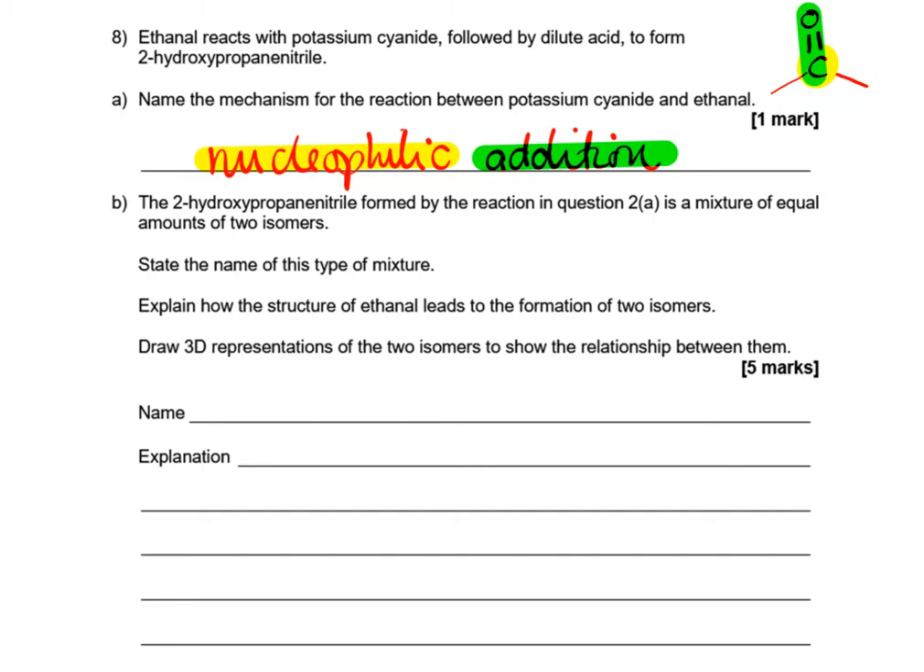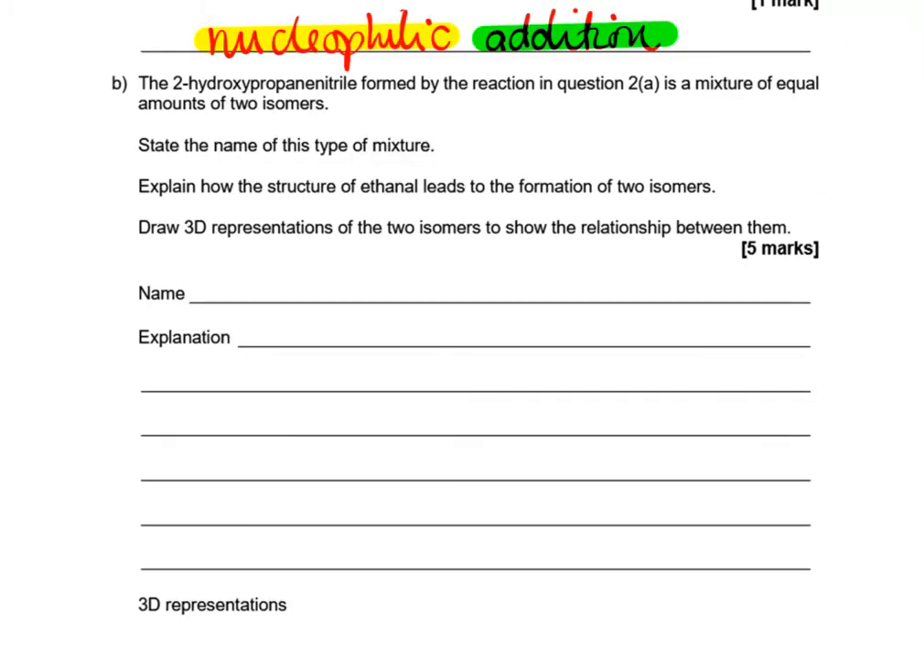Part B, fairly standard to start with. So the name of the type of mixture, so equal amount of the isomers. So this is a racemic mixture. And how is it that we get an equal amount? So this is the fact that the carbonyl group is planar, and attack from either side is equally as likely.